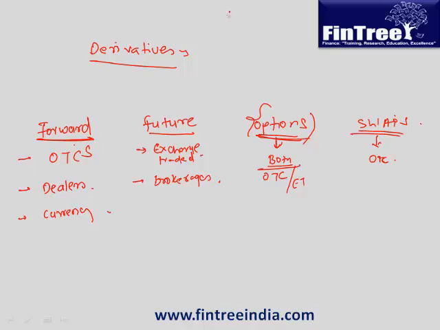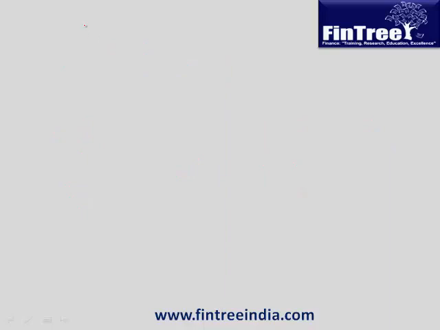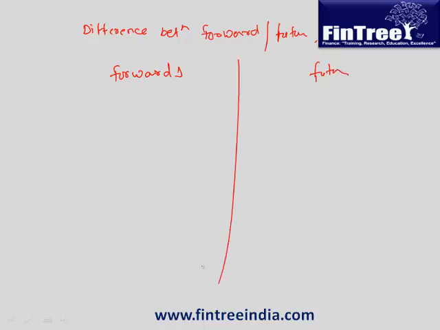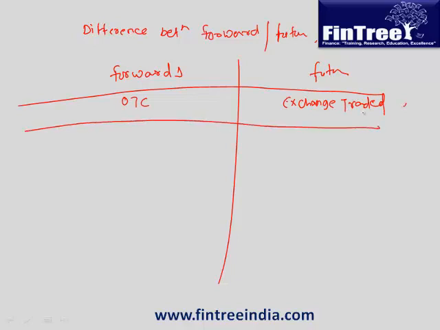Okay. So let us start discussion more about forwards and futures. Let's try to make a list of differences between the two. So differences between forward and futures. So we can make a simple table. The first obvious distinction that we already know by far is that these are OTCs and these are exchange traded. The second difference is that the middlemen here are dealers, where here we have brokerages.